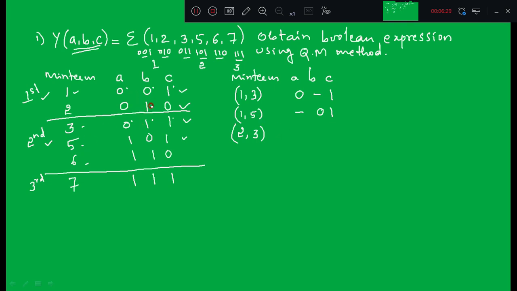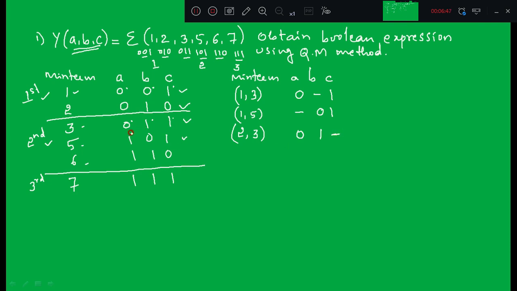So let us take the second minterm, that is 2, which has to be compared with 3, 5, 6. Starting with 2 and 3: A is 0, B is 1, and they differ at C, so put a dash.